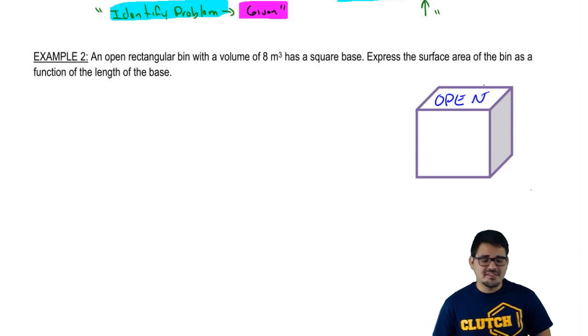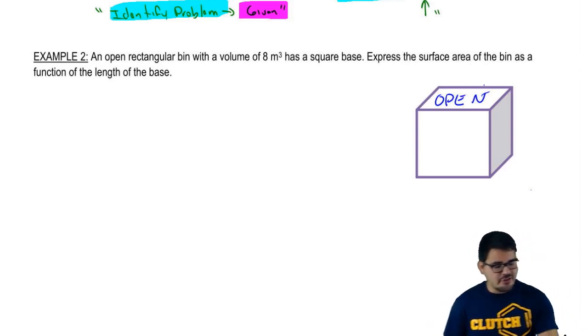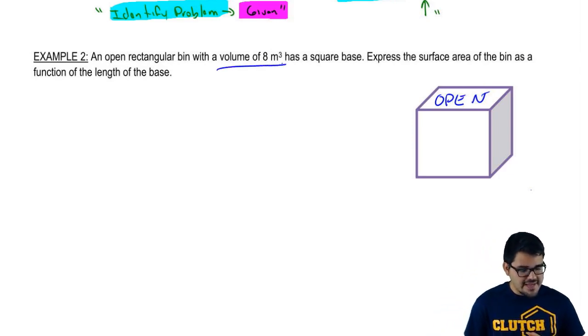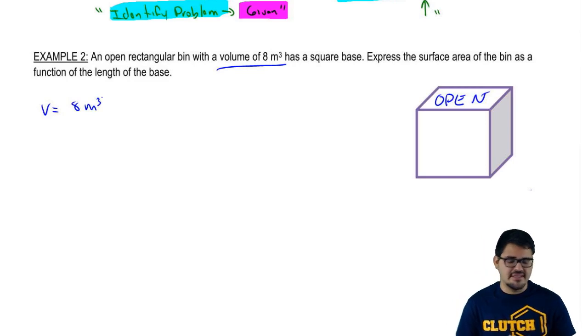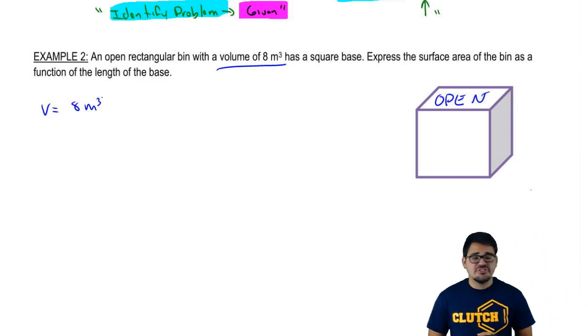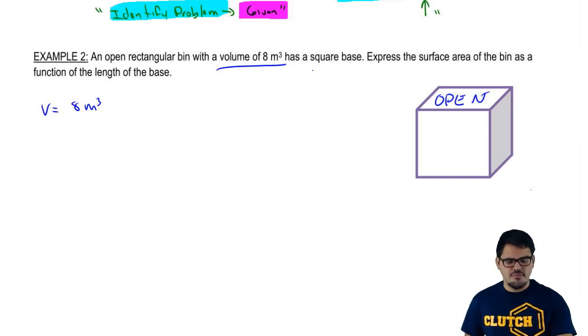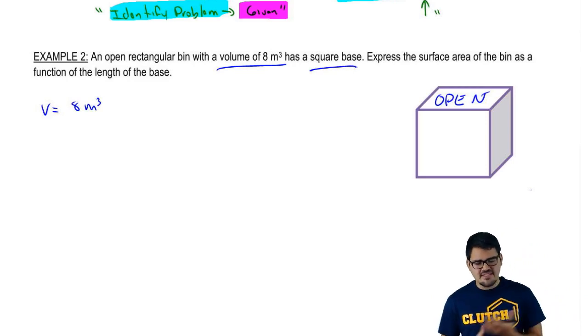That works a little better. So now we're going to say that it has a volume of 8 meters cubed, right? 8 meters cubed. So we just go ahead and write that down. Then we also have that it has a square base. Well, how am I going to help myself with that, right?